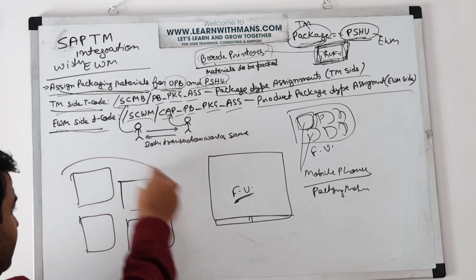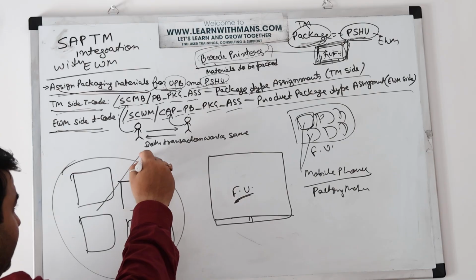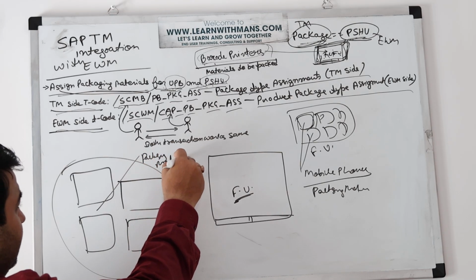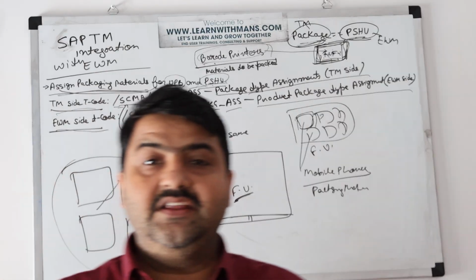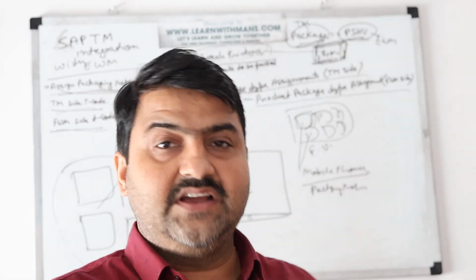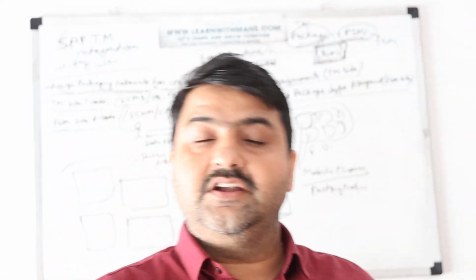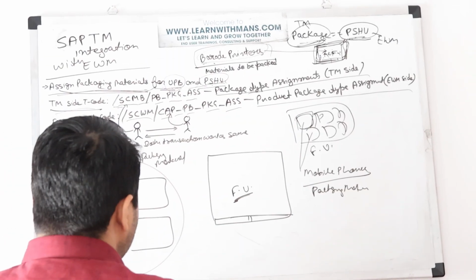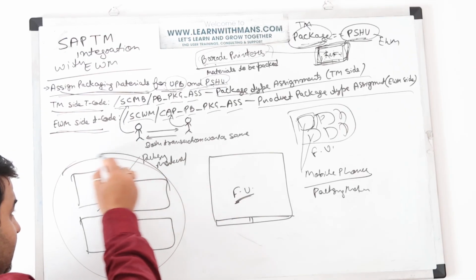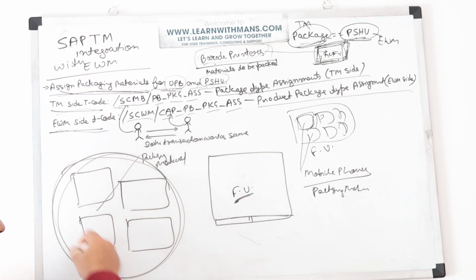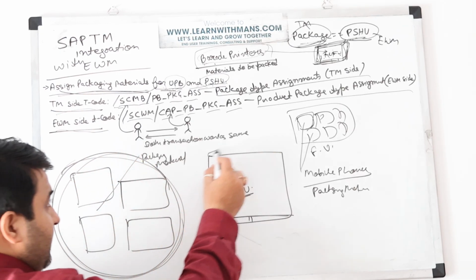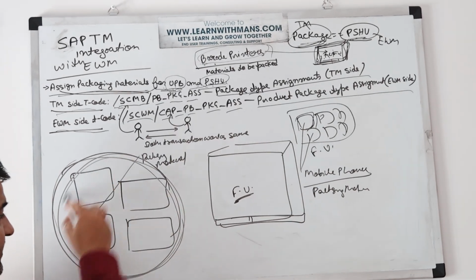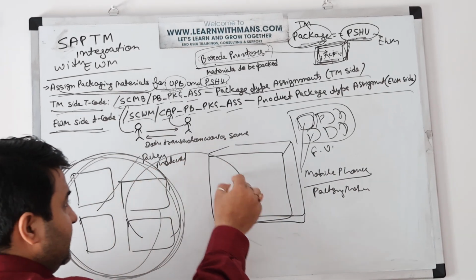Okay, this is the packaging material. We need to pack this material, that's why we call it packaging material. Packaging material means this material needs to be packed inside the handling unit, or on the TM side we call it freight unit, okay. So we need to tell the system, this is my packaging material and this is my freight unit, and I want to pack this material inside this freight unit.